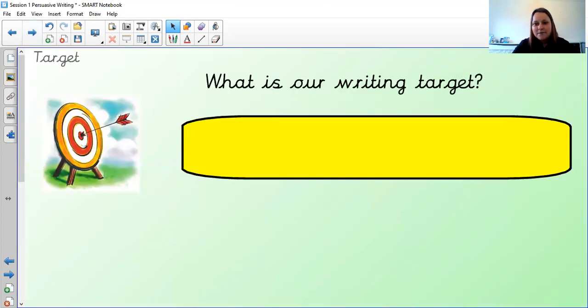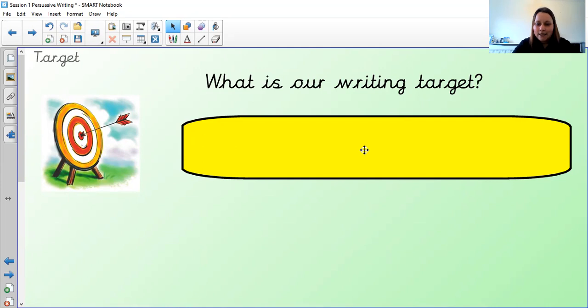So today we are going to be writing a persuasive letter, and it's going to be your cold task today. So if we were at school, we would have our cold task to start our unit, and you would be writing this independently to show us what you already knew about what we are learning. Okay, so today, no different. You are going to complete a cold task by writing a persuasive letter.